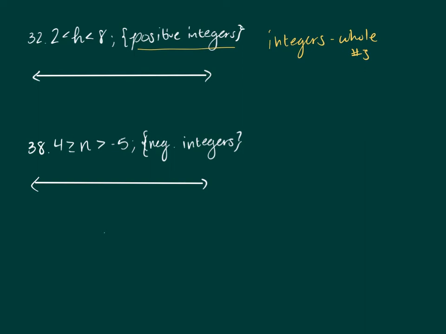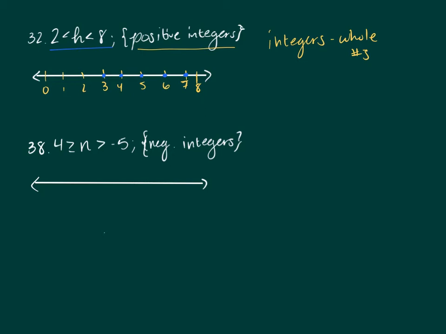So we're going to draw our graphs. We have 0, 1, 2, 3, 4, 5, 6, 7, and 8. And then we know that since it's between 2 and 8, right, we know that 3 is an answer, 4 is an answer, 5, 6, and 7. And you're probably wondering, well, why don't we mark 2 and 8?